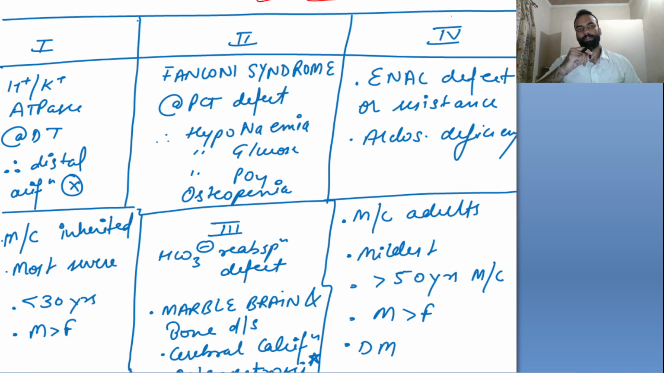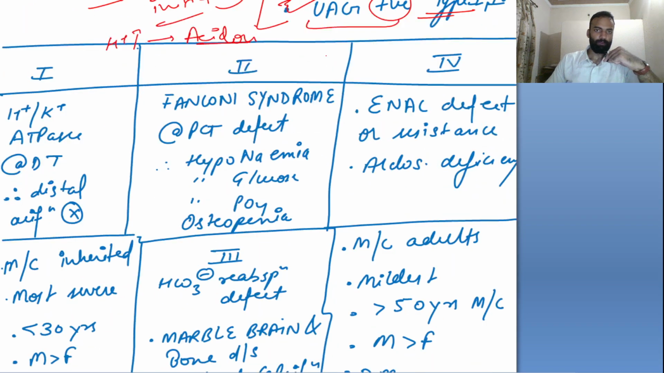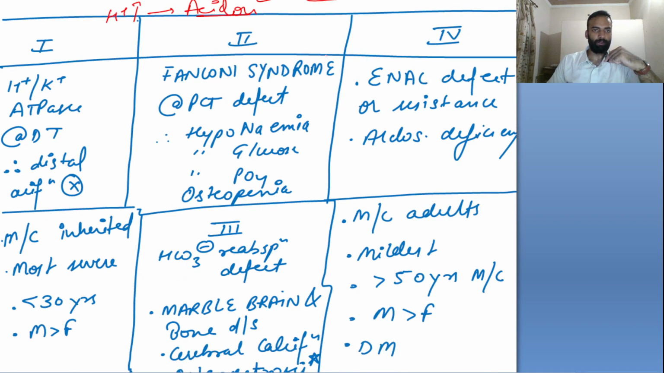So renal tubular acidosis is very simple. The basics are that the kidney is incapable of excreting out proton ions or protons. So the hydrogen or the H plus ions increase in blood, which leads to acidosis. This is common in all of them, which leads to NAGMA, and there is hyperchloremia, and urine anion gap is positive. So now we have to differentiate between all three or all four.